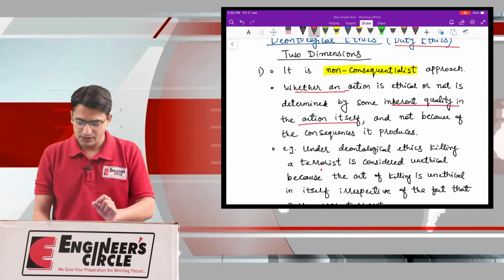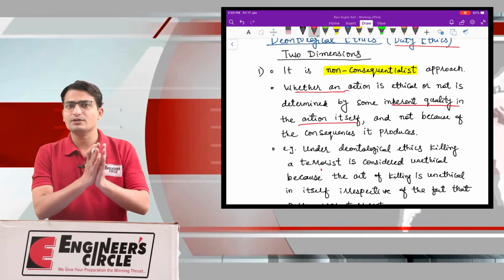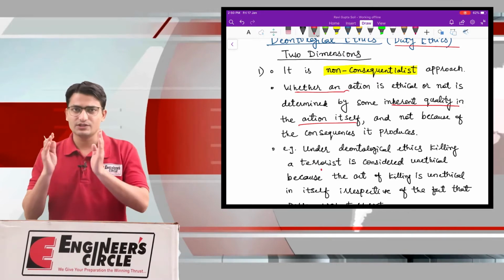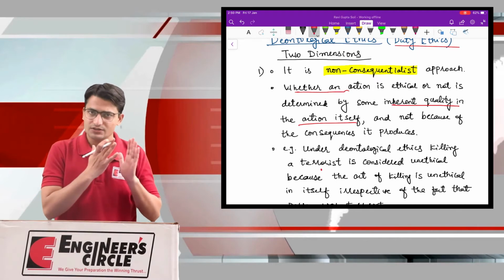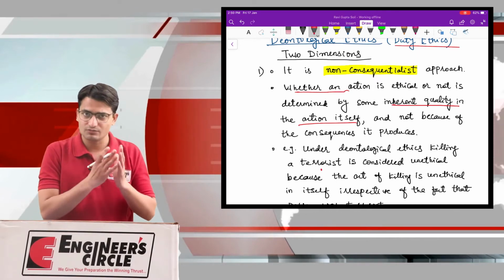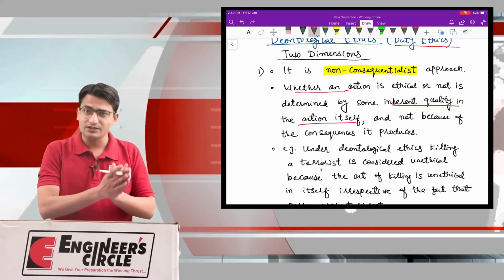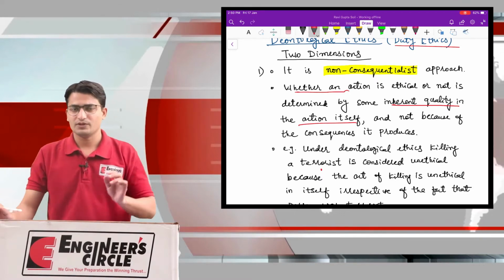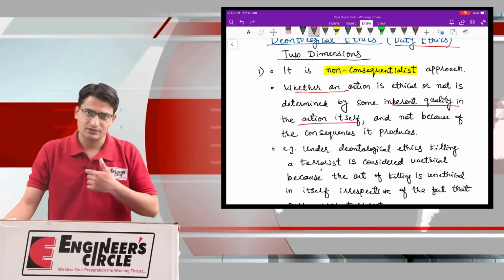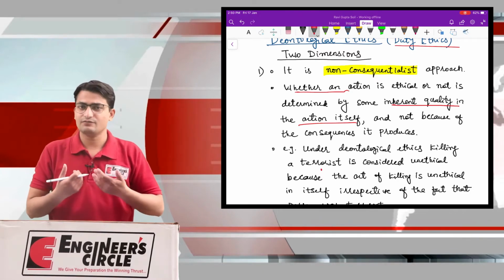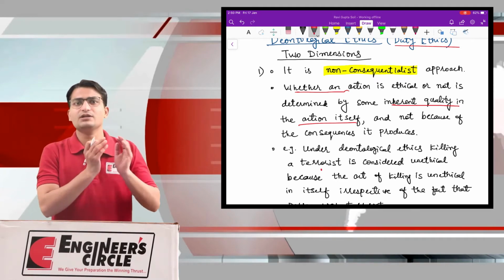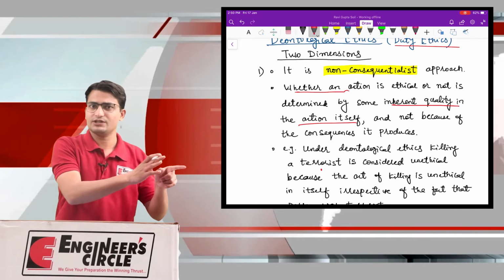So again, repeating, what is the purpose of normative ethics? The purpose of normative ethics is to decide whether my action is correct or wrong, or whether my action is moral or immoral, ethical or unethical. Virtue ethics says that if my character, if the person itself is virtuous, then all the actions by me will be ethical actions.